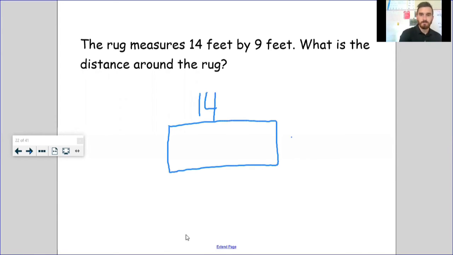14 feet by 9 feet. I might have said 19 feet. I didn't mean to. 14 feet by 9 feet. It doesn't say what is the perimeter. It says what is the distance around the rug. What would be the one key word there that tells you what to do?